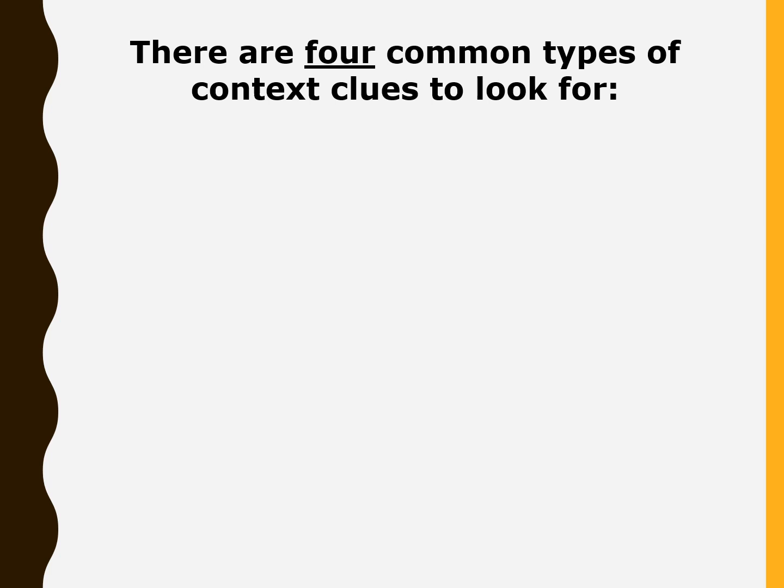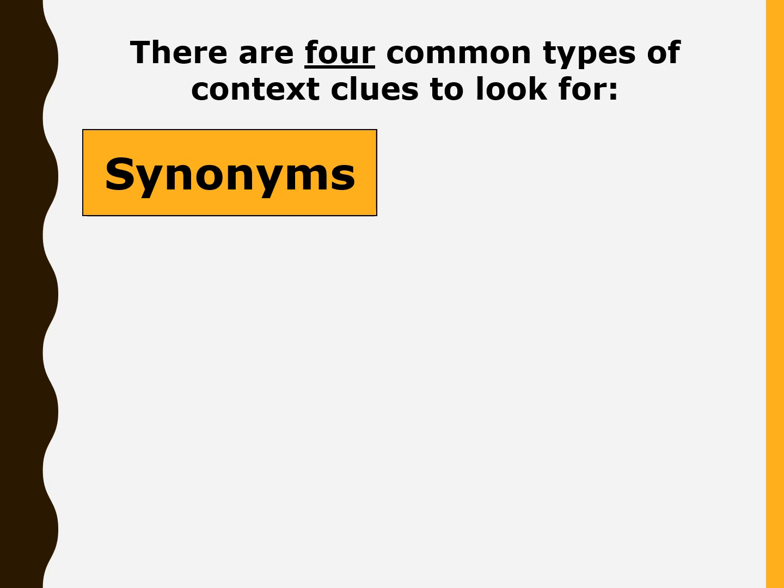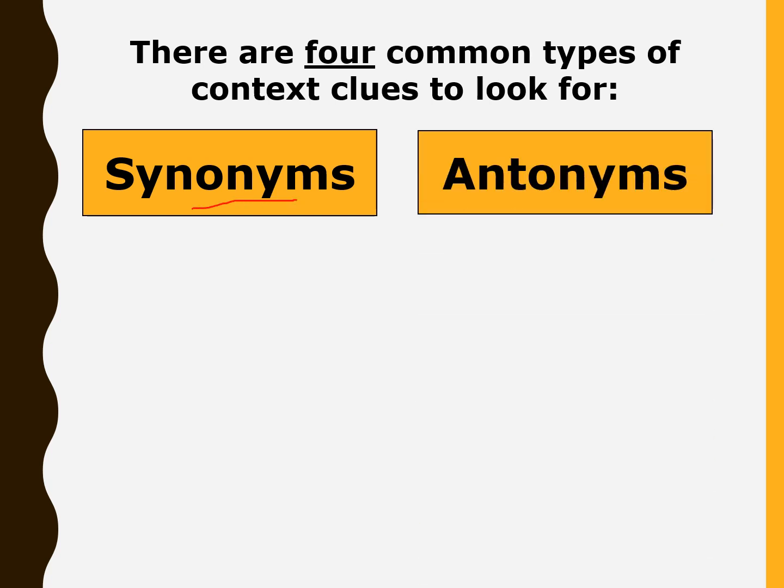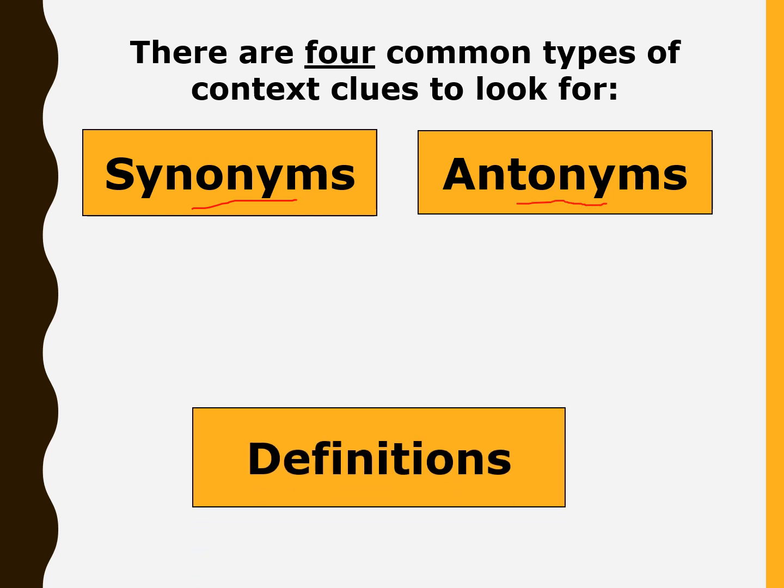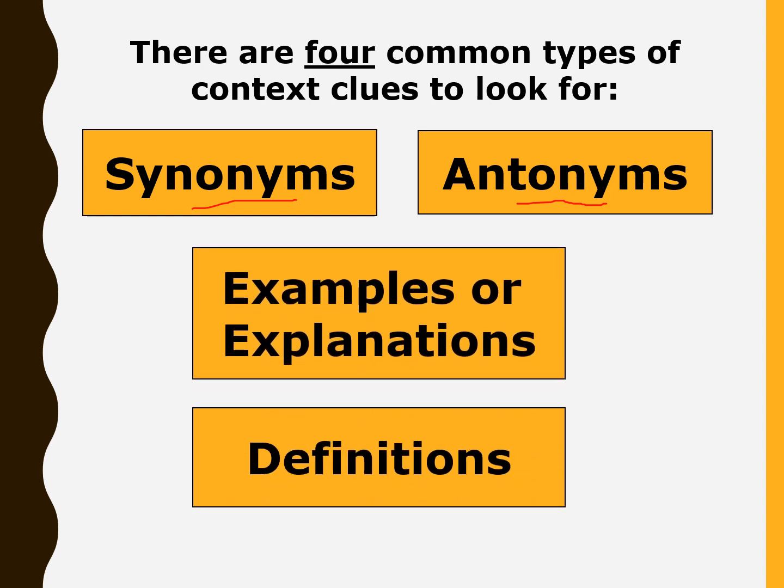Now, there are 4 common types of context clues to look for. The first one is synonyms. Second is antonyms. Next one is definitions. And the last one is examples or explanations.